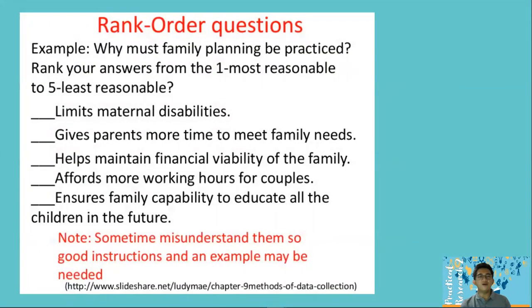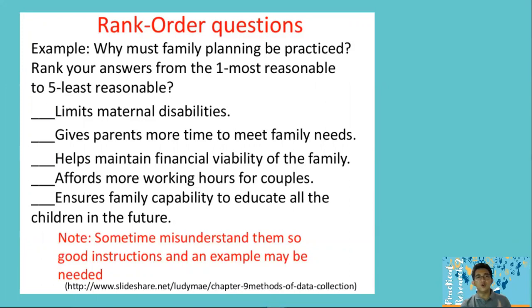Then we have the rank order questions. It is a ranking from the best to worst or least important alternative. Note that misunderstanding is often on this rank order question because participants may be confused on what number 1 and what number 5 mean too. Sometimes 1 is the positive, 5 is negative, or sometimes 5 is positive, 1 is negative.